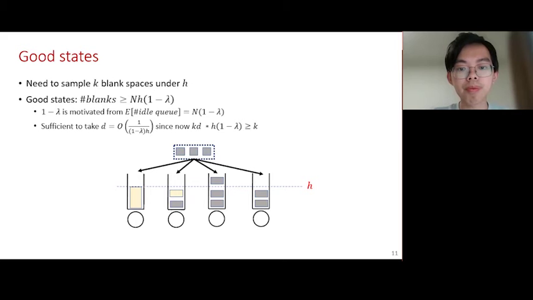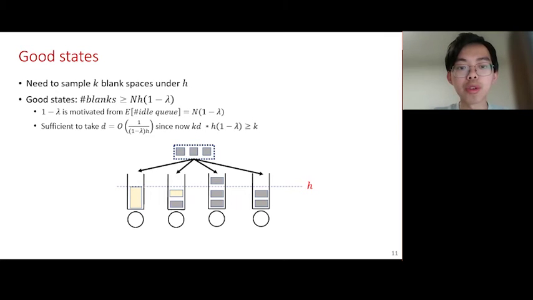Here, the term 1 minus lambda is motivated from the fact that the fraction of empty queues is approximately n times (1 minus lambda). Then when we take D to be 1/((1 minus lambda) times h), we can see that the expected amount of sampled empty spaces is about k times D times h times (1 minus lambda), which is now greater than k. So there are enough sampled blank spaces for batch filling.